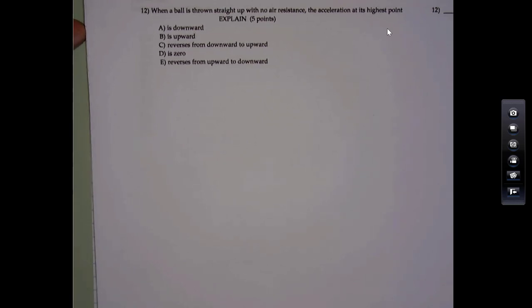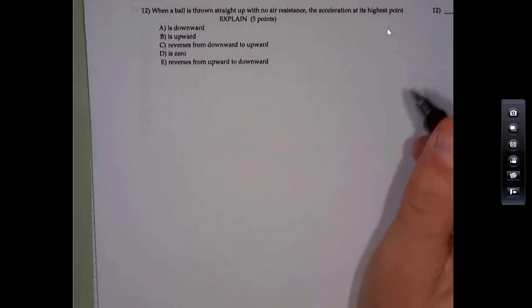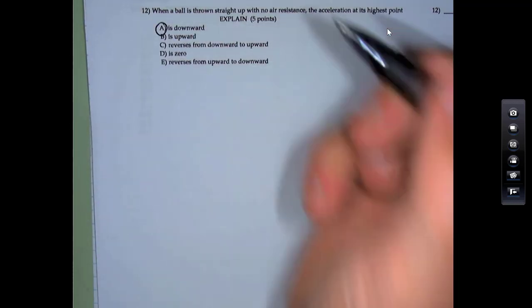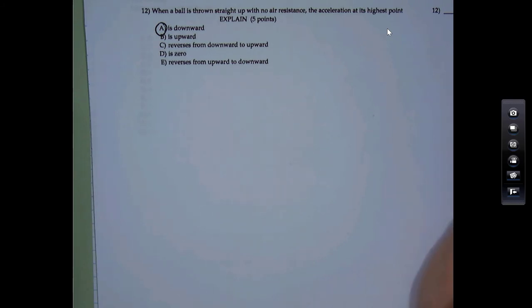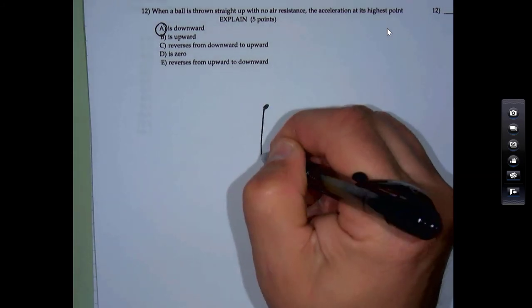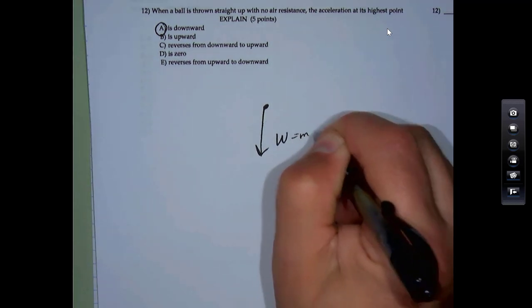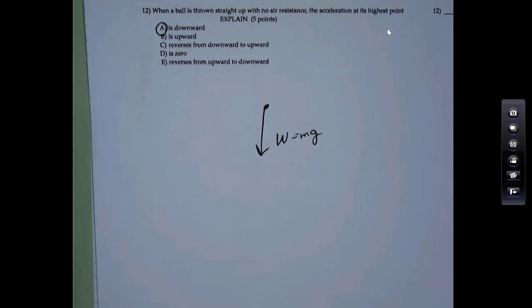a ball is thrown straight up with no air resistance, the acceleration at the highest point. Well, the acceleration is down, right? Free body diagram is this. No matter where you are, the free body diagram is this. So the acceleration is down. If there were no acceleration down at the highest point, you would just stay there.